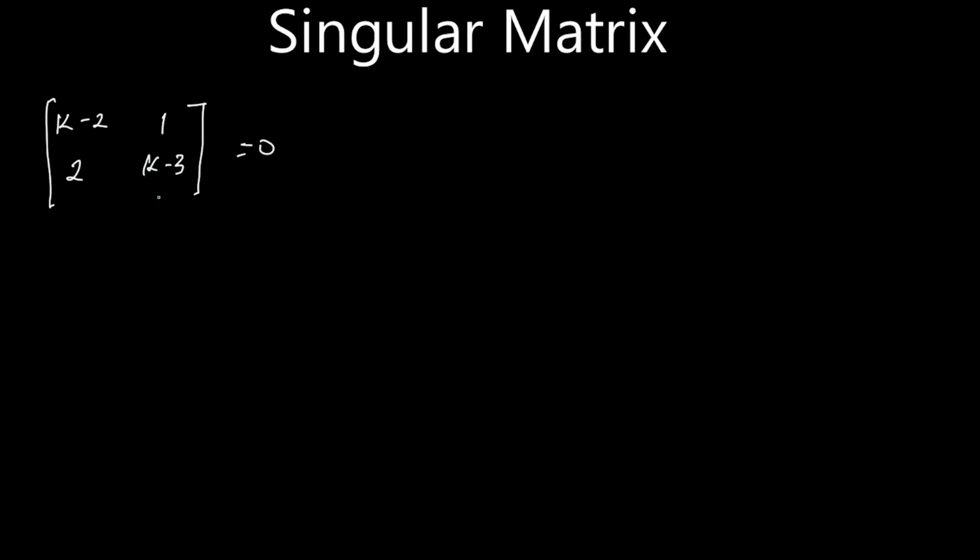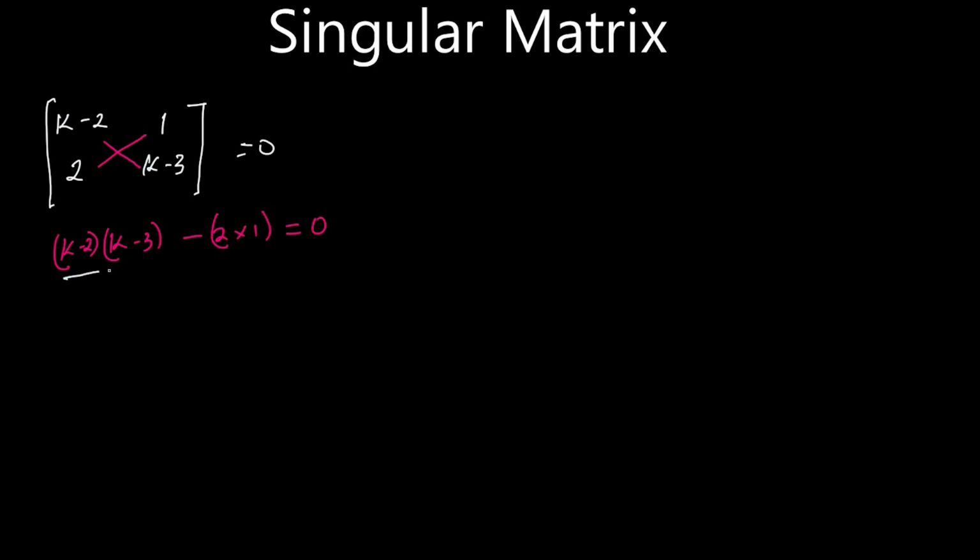So this matrix is also a singular matrix. We evaluate the determinant again and equate it to 0. So we multiply the leading diagonal and subtract the other diagonal, so that we have k minus 2 multiplied by k minus 3, then I subtract 2 multiplied by 1. This should be equated to 0.